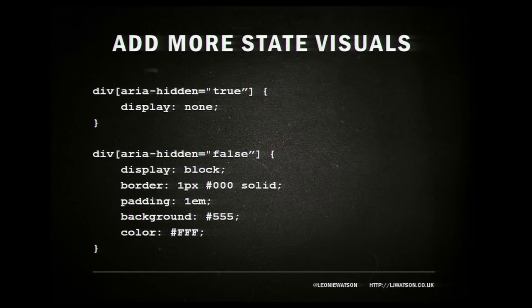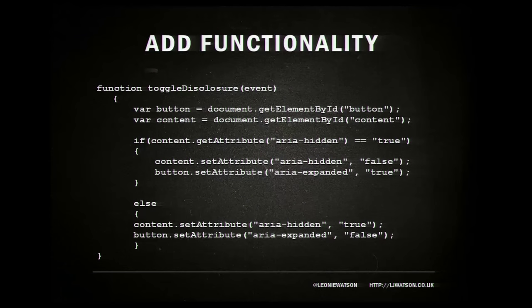Page down, add more state visual slide. And then we're going to do the same thing we did with the icon. We're going to tie the ARIA hidden state on the div and the CSS together, so we're providing the display change settings in correspondence with the state of the ARIA hidden attribute, just keeping it all hooked together and working, hopefully, pretty well.